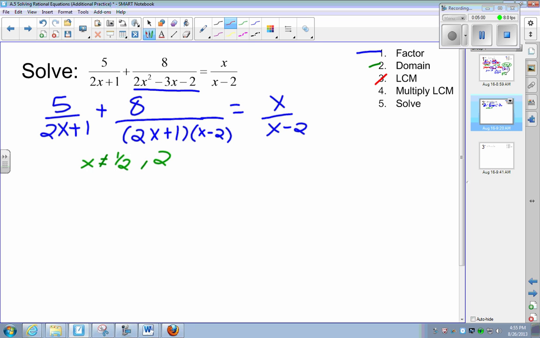to the LCM, least common multiple in the denominators. All right, so we can tell that 2x plus 1 is a multiple of 2x plus 1 times x minus 2. And the same goes for x minus 2. And we know this guy right here is a multiple of itself. So our LCM is going to be 2x plus 1 times x minus 2. All right, now let's multiply both sides by LCM.